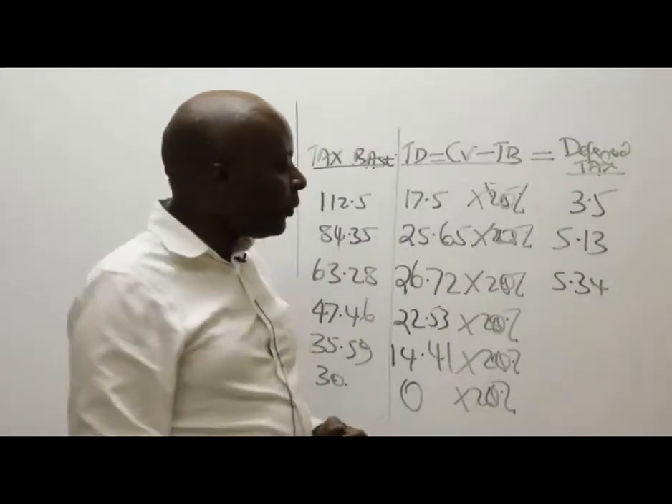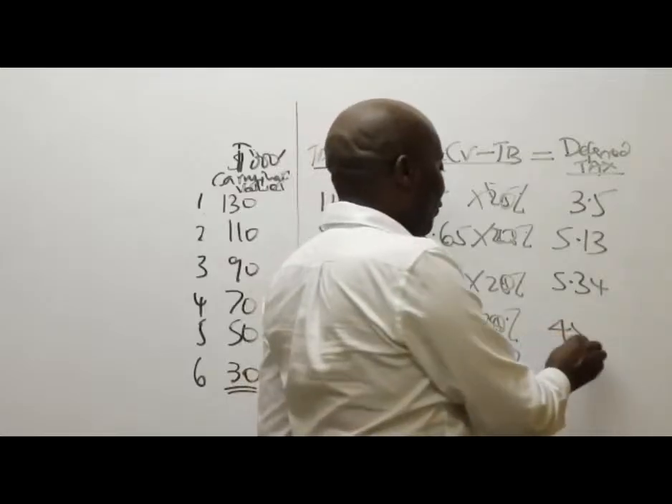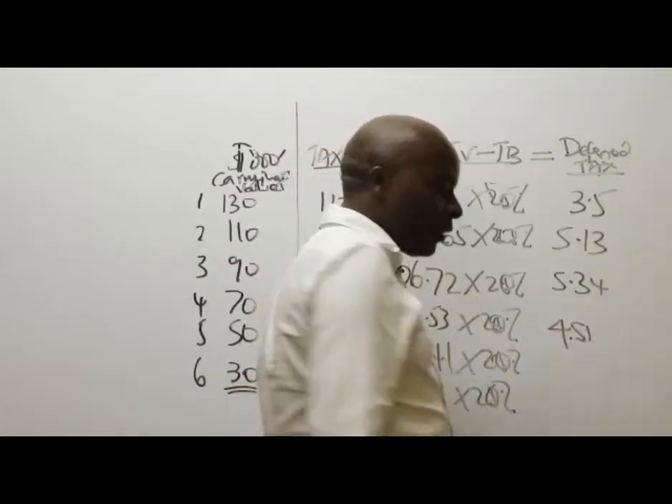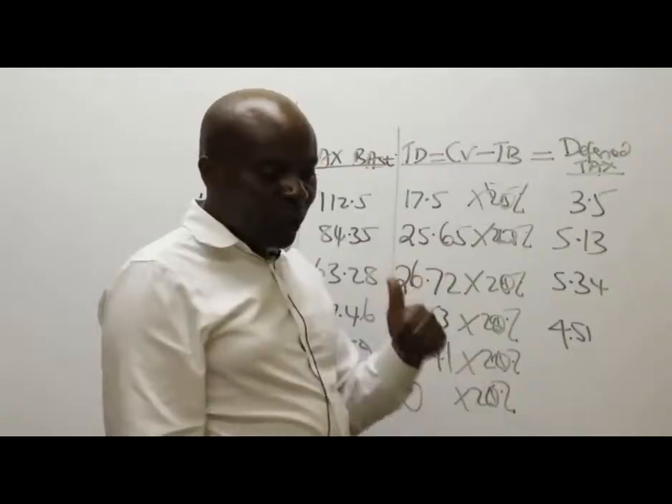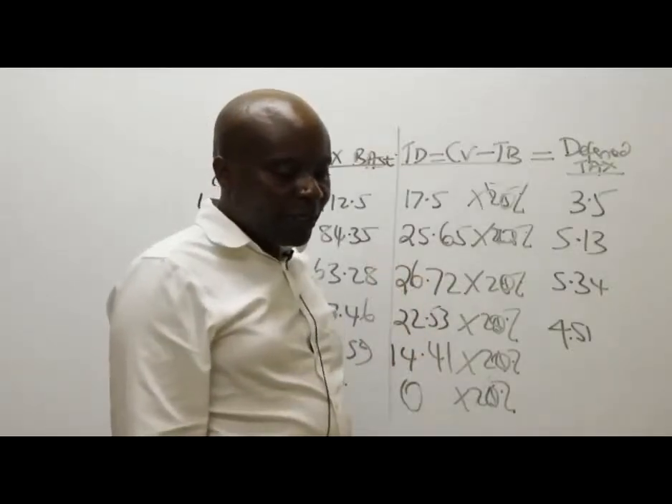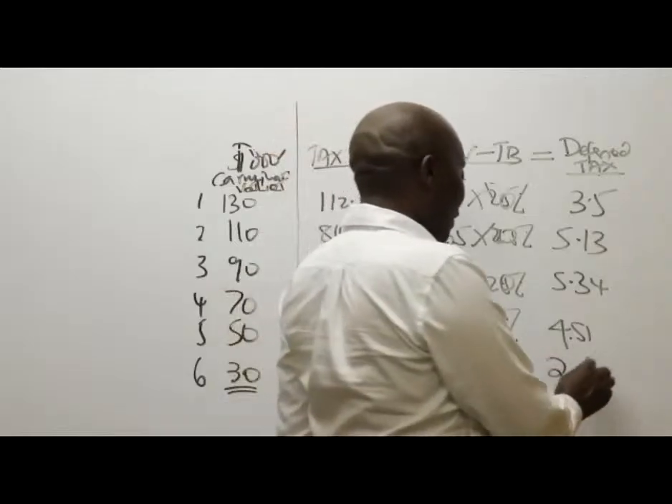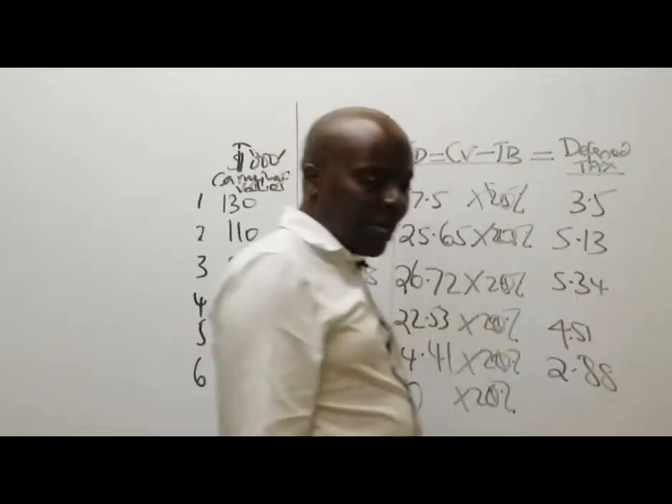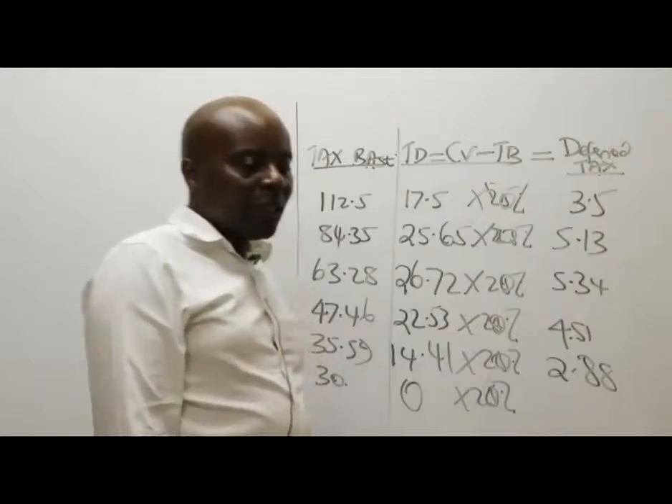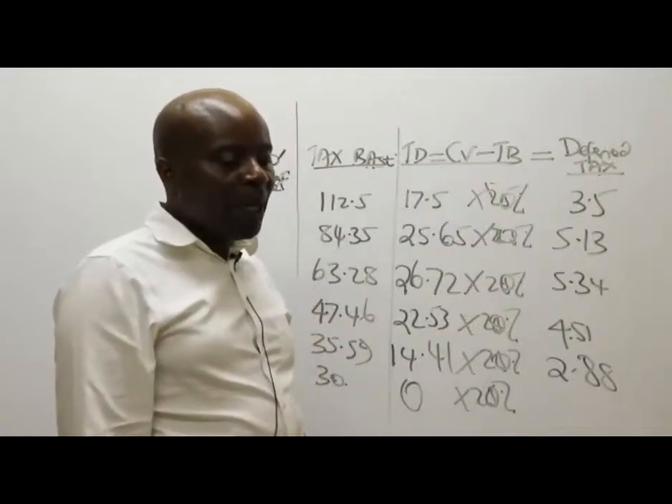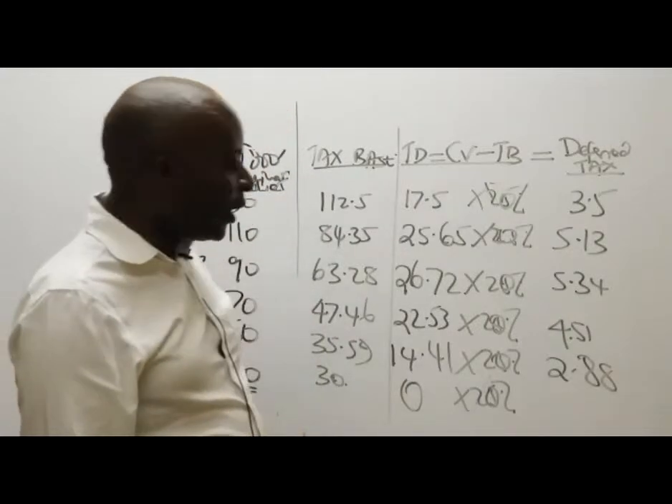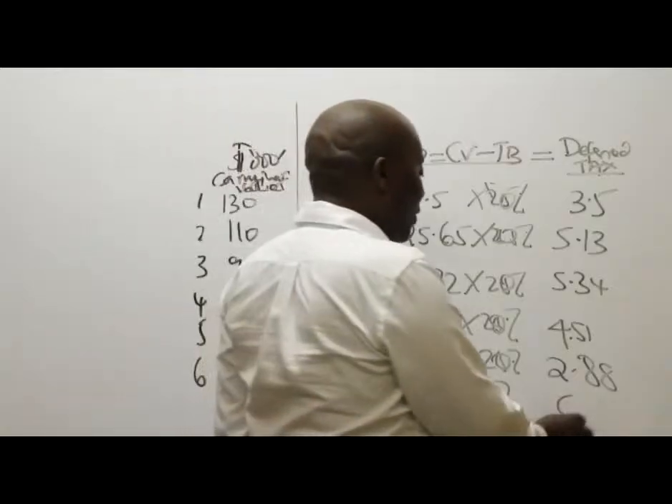The next one, how much does it come to? Somebody? 4.51. Jabir: 2.88 or 2.9. Thank you so much. The last one comes to 0. Thank you very much, ladies and gentlemen.